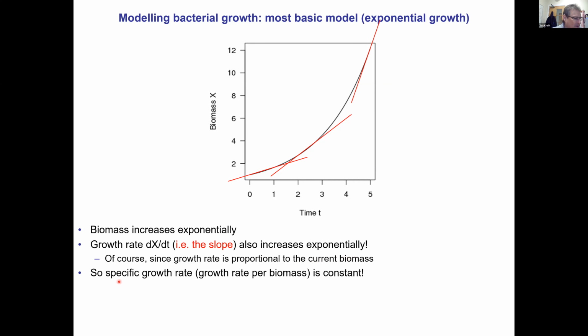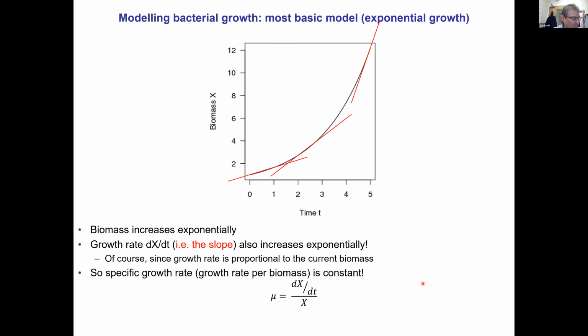And that is why the specific growth rate, where we divide the slope by current biomass, is constant. That is why the specific growth rate is useful and is what you will report in the literature. The growth rate itself, as it changes all the time, isn't a particularly useful way to quantify growth. So the specific growth rate is the important parameter that decides how fast the population grows.